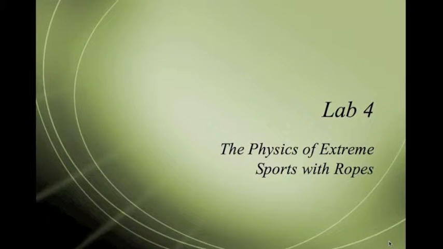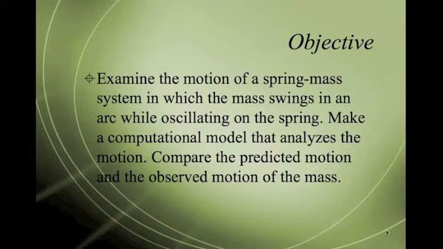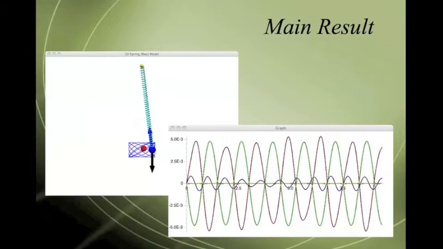This is Lab 4, which deals with spring mass motion. The objective was to examine the motion of a spring mass system in which the mass swings in an arc while oscillating on the spring. I made a computational model that analyzes this motion, and I compared the predicted and observed motion of the mass.